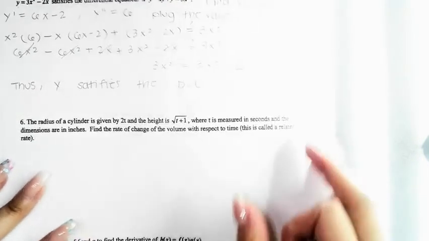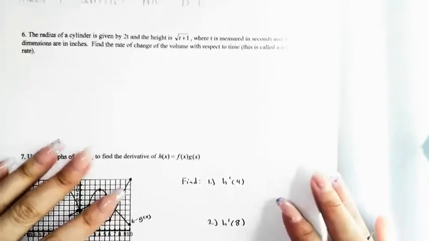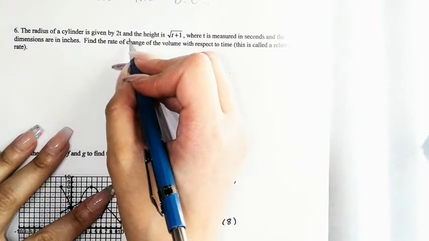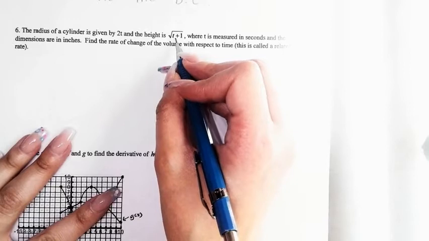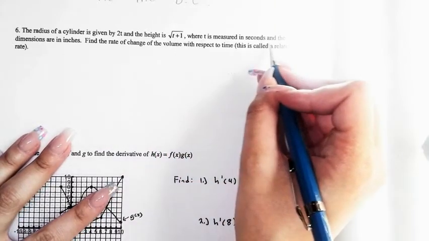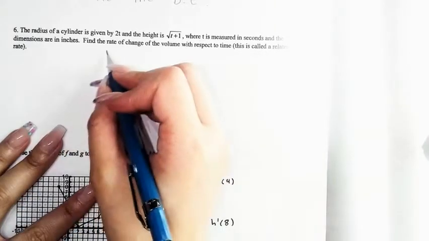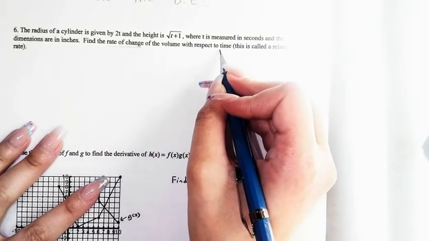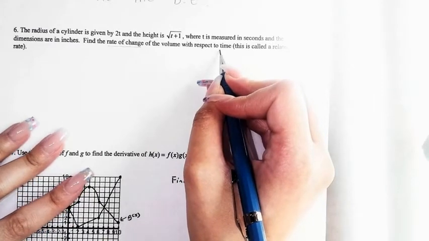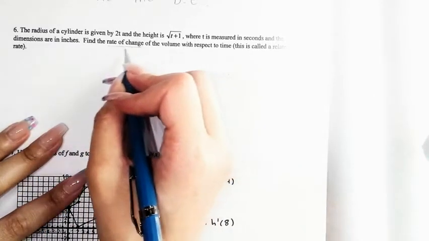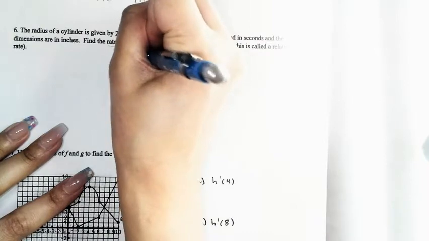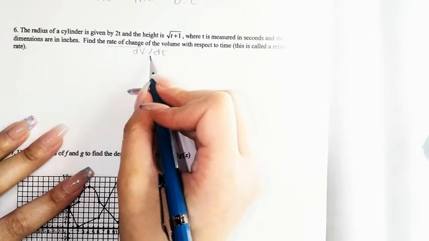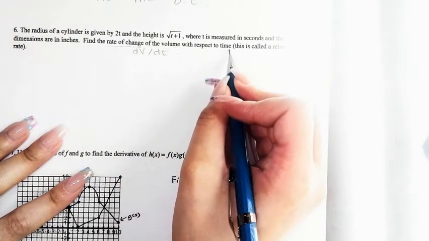Now let's move on to the next one that we have over here. You have that the radius of a cylinder is given by 2t, and the height is root t plus 1, where t is measured in seconds and the dimensions are in inches. Find the rate of change of the volume with respect to the time. This is called a related rate. So what they are asking you here is dV/dt, the derivative of the volume with respect to time.